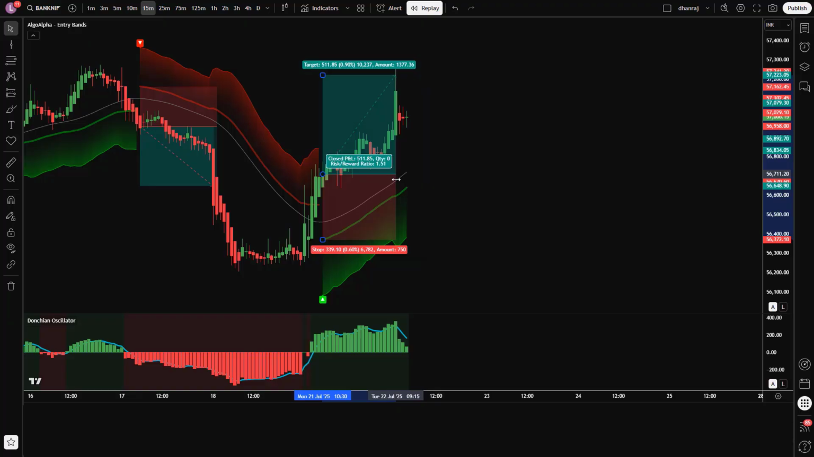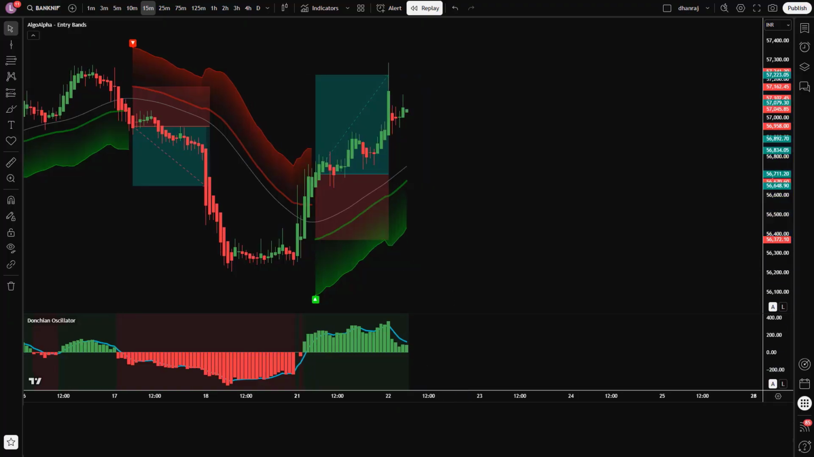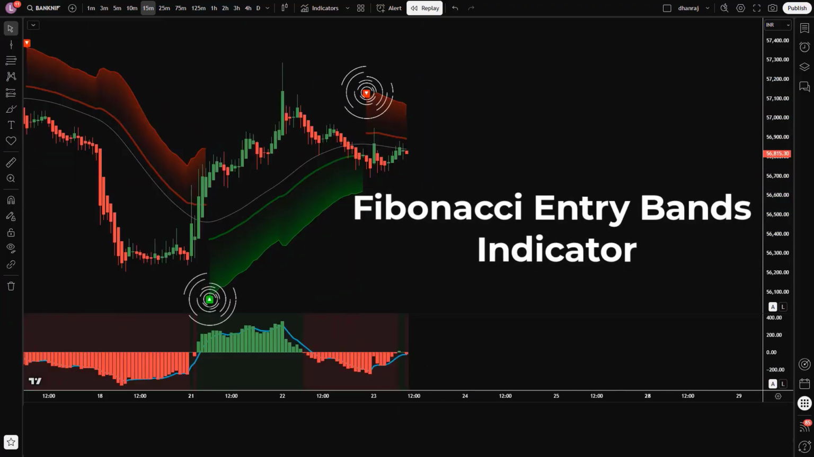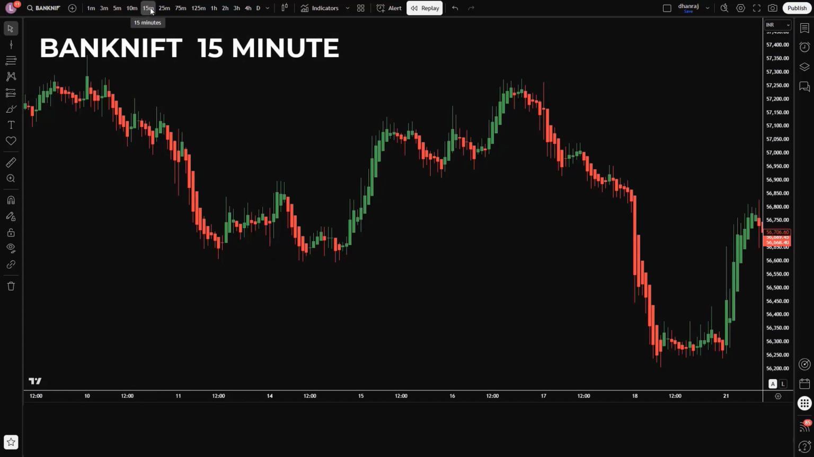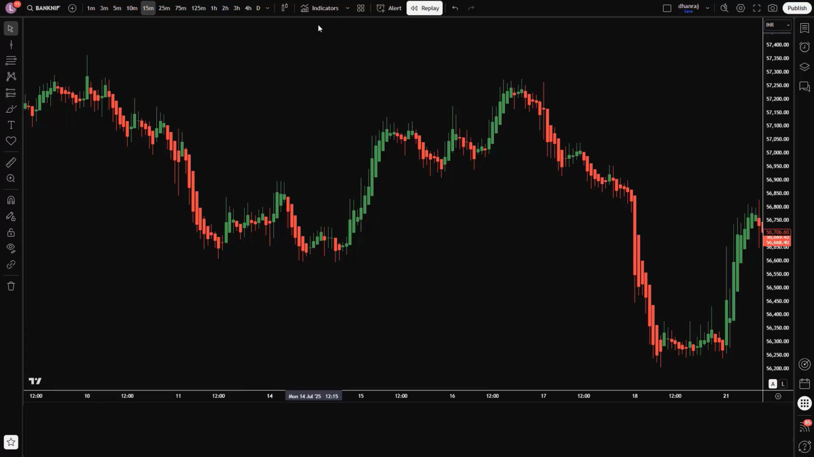First of all, let us know about trading tools. The buy and sell arrow we see in the chart is Fibonacci entry bands indicator. Let us now understand trading setup. We open the Bank Nifty 15-minute chart. This strategy works well on the 15-minute time frame, as this strategy is unique as no one has ever told you about it before.